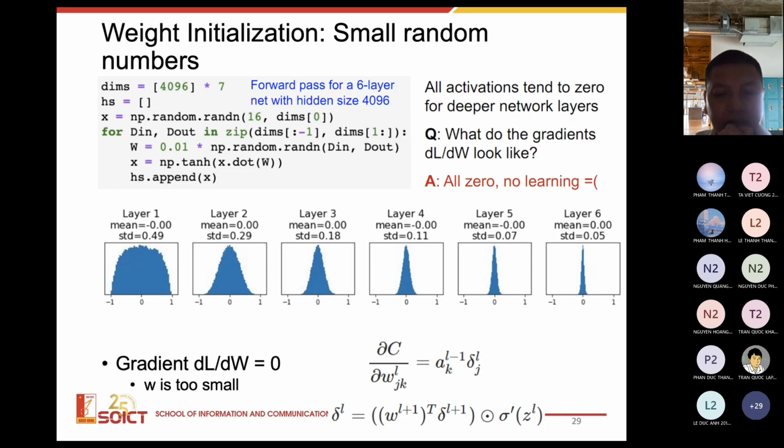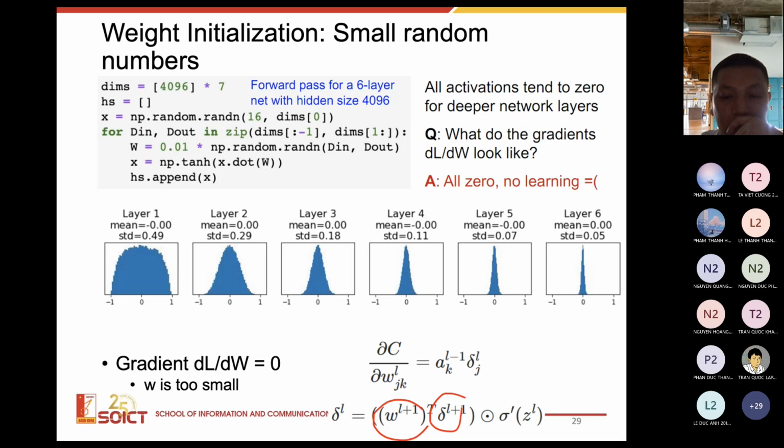So this is just the formulation for calculating the error for each layer. The error at layer L is equal to the derivative of the activation function, multiplied by the error at the upper layer, and then by the weight at the upper layer, right?